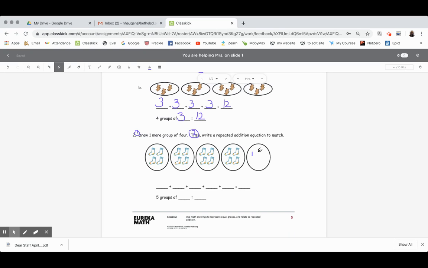So first, remember, we don't have to actually draw socks. We can just draw lines or circles. So go ahead and do that on your workbook. Draw 1 more group of 4. And then we'll write the repeated addition.